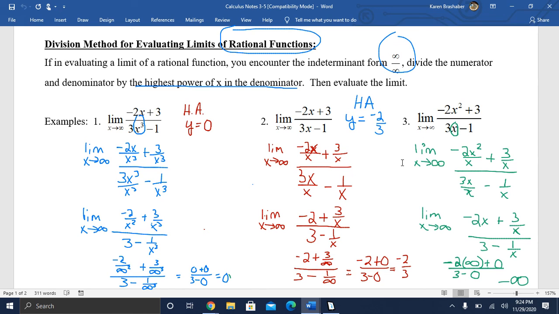So I want to remind you, this does not have a horizontal asymptote, but we can describe the end behavior. Even though this limit does not exist, it can be described as negative infinity. So on this right-hand side, as x is approaching infinity, y will be approaching negative infinity. So it will not have a horizontal asymptote, but the y will be approaching negative infinity.